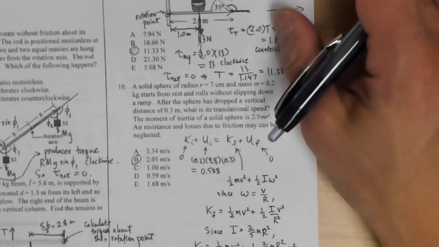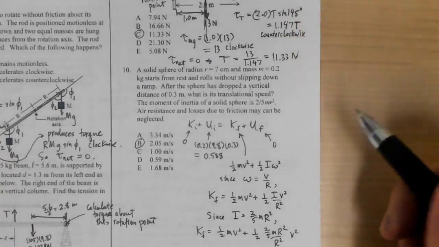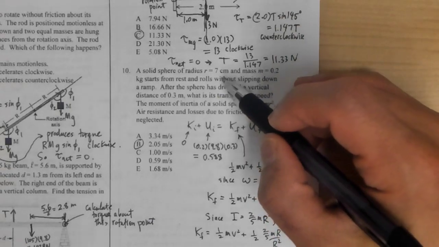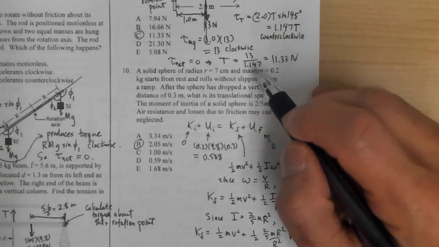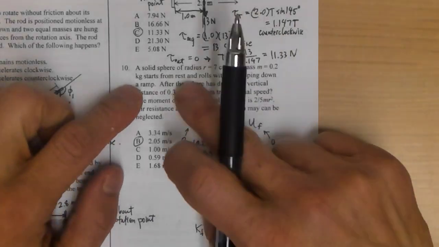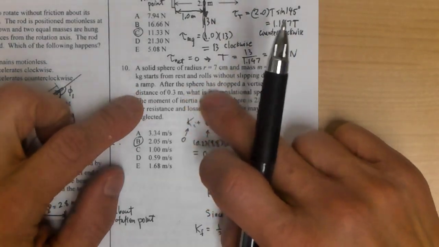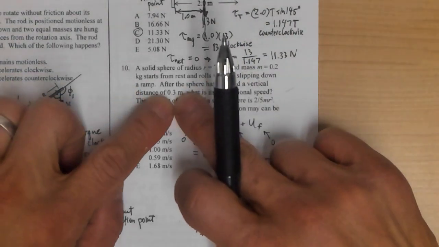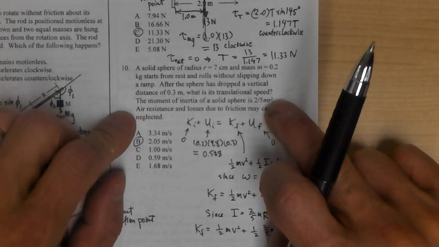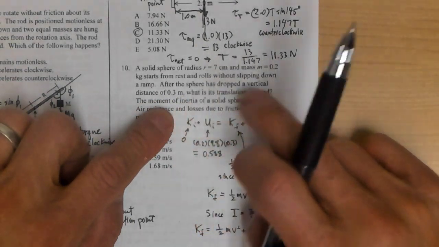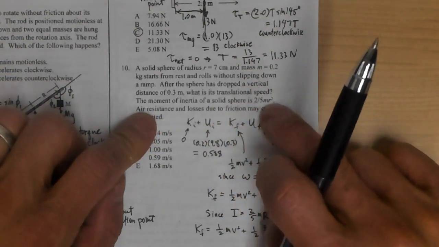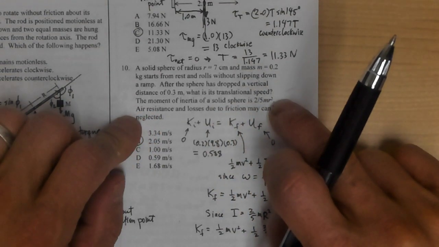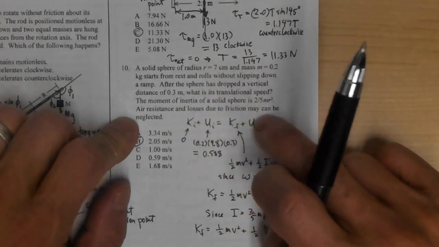This is actually kind of similar to the problem we just did. A solid sphere of radius r equals 7 centimeters and mass m equals 0.2 kilogram starts from rest and rolls without slipping down a ramp. After the sphere has dropped a vertical distance of 0.3 meters, what is its translational speed? How fast is the center of mass going, essentially? The moment of inertia of the solid sphere is 2/5 mr squared, and neglect air resistance and losses due to friction.